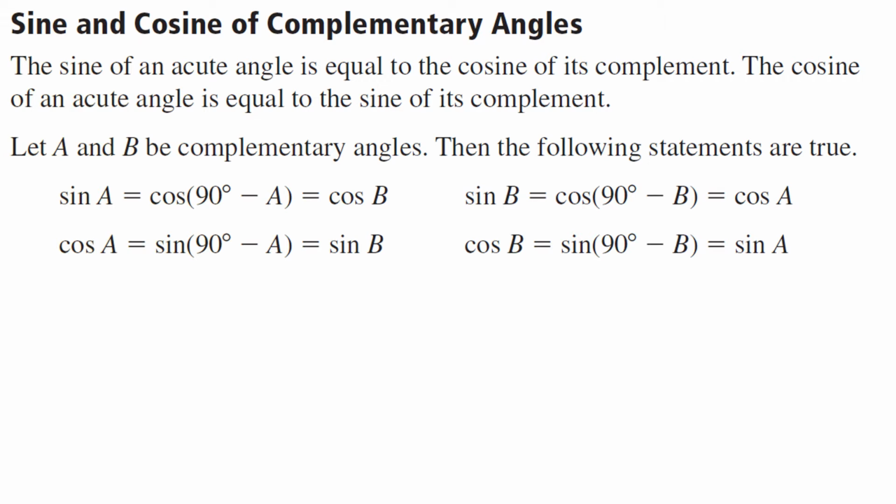It's always just complementary, right? 90 degrees minus one angle gets you the other angle. And for the sides, opposite switches and adjacent switches when we go from angle to angle.